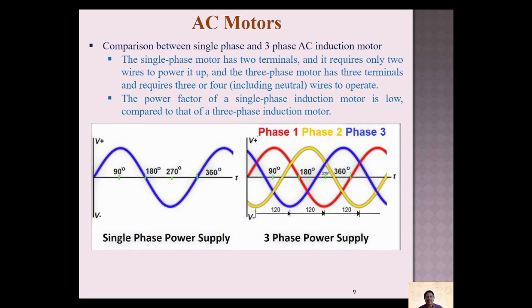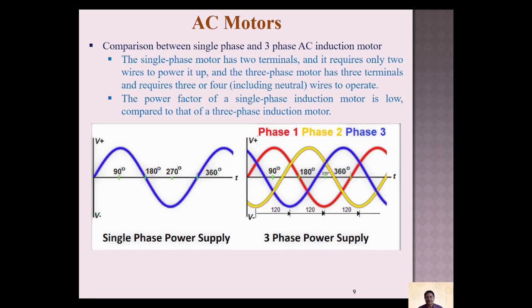Now a comparison between single phase and three phase AC induction motors. The single phase motor has two terminals and requires only two wires to power it up, and the three phase motor has three terminals and requires three or four wires including neutral to operate. The power factor of a single phase induction motor is low when compared to the three phase induction motor. Whenever more power supply is required or more power is to be driven, three phase is preferable.